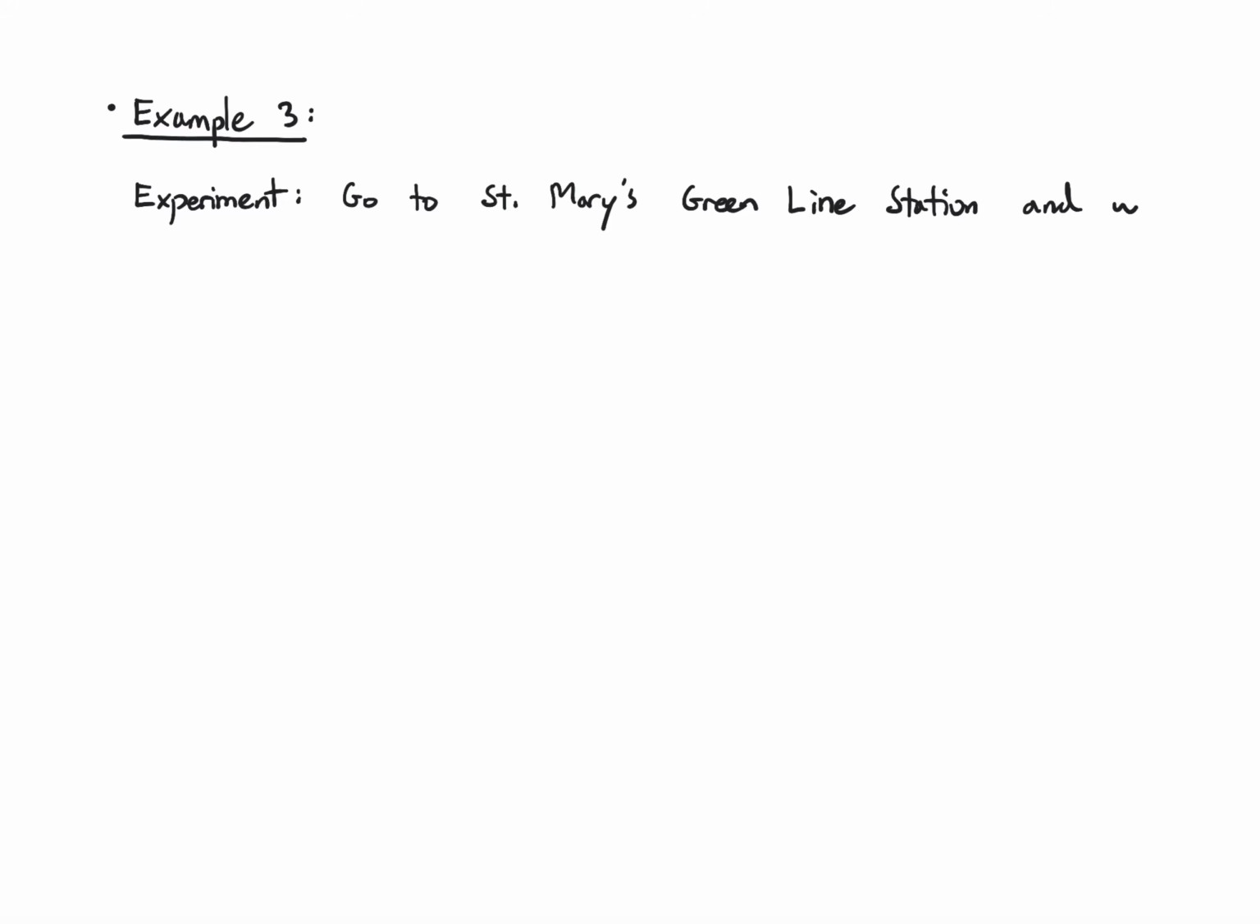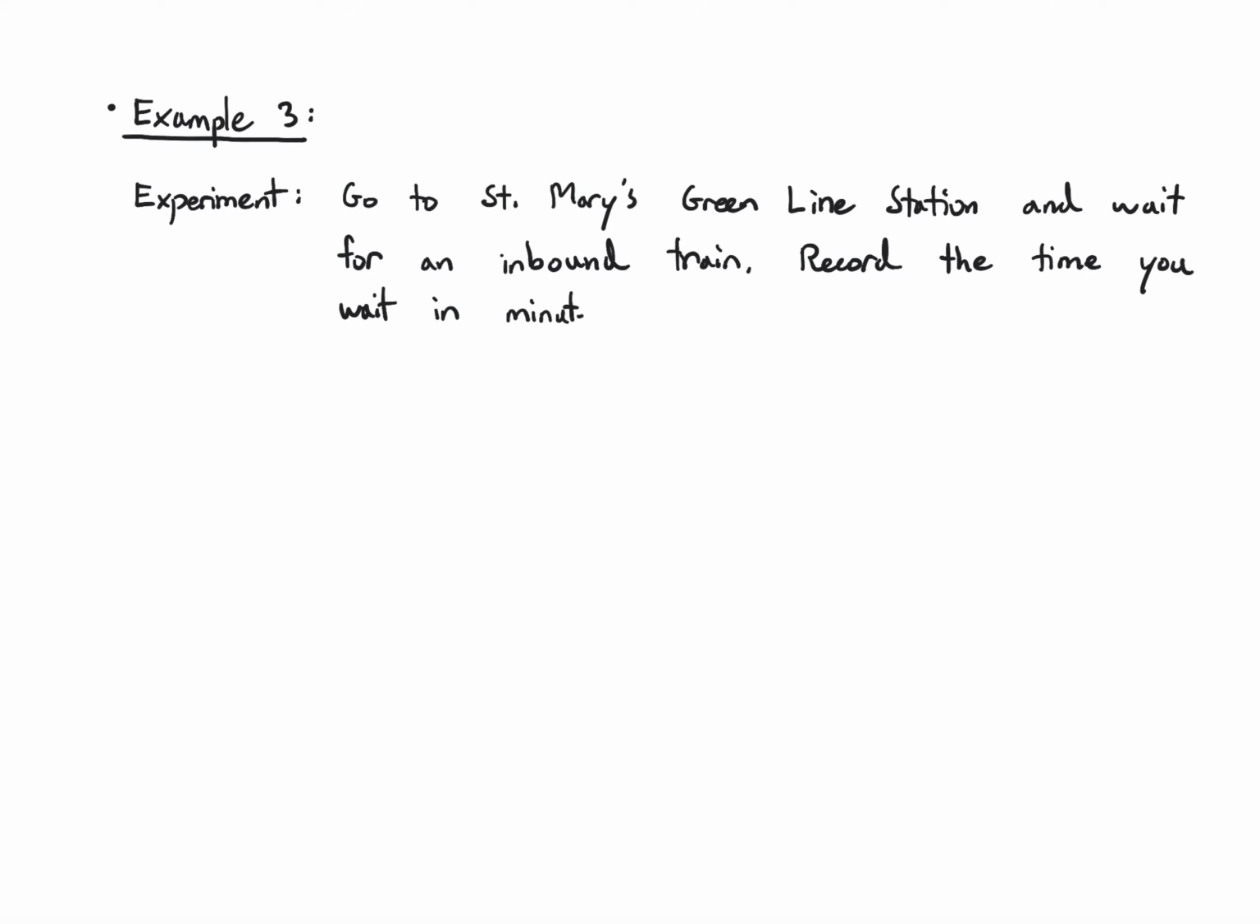So I'm just going to stand on the platform, wait for an inbound train, and I'm trying to go to Boston, so it's inbound. And what I'm going to do is I'm just going to look at my phone, and I'm going to record the time that I'm waiting for the train to show up. And let's say that the units are going to be minutes. And just to stick with this example, I'm going to say that I'm including as many decimal points as it takes to describe this answer precisely.